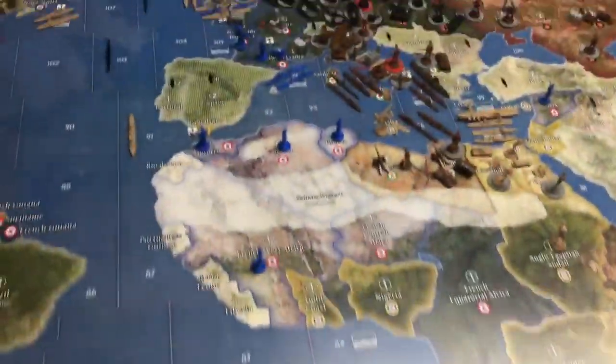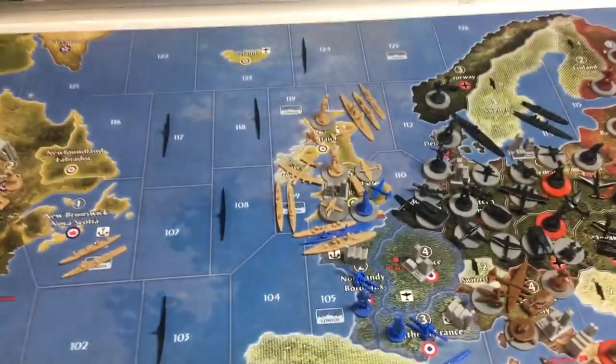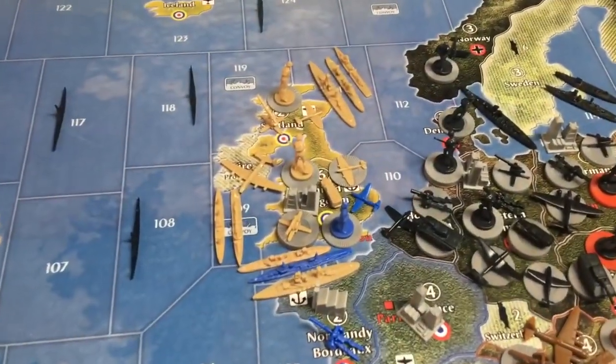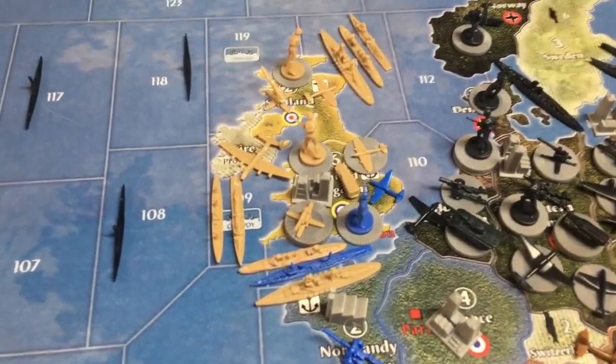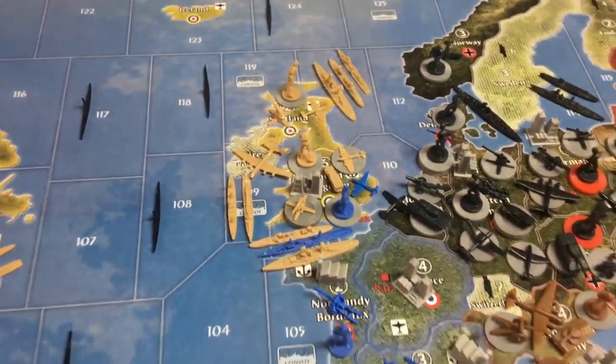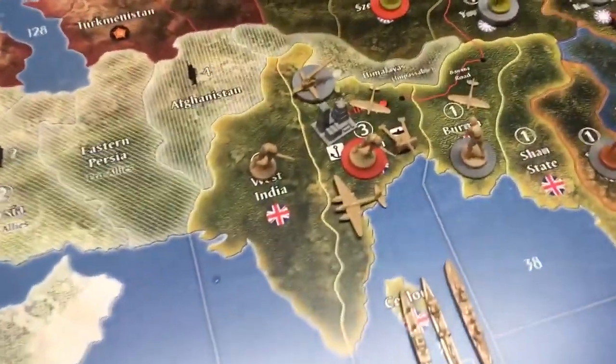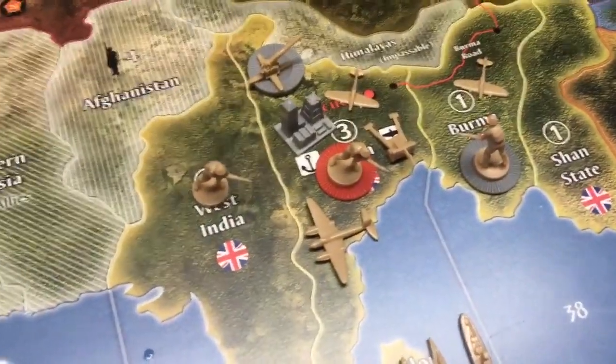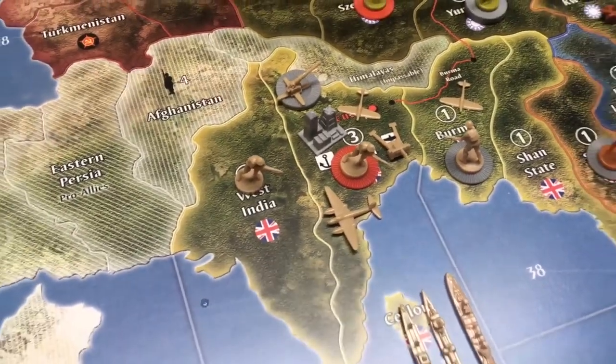Let's take a look. Also, with 2 economies comes 2 capitals. There's London in the United Kingdom, and that is the capital of the United Kingdom Europe economy. And over here we've got Calcutta, and this is the capital of the UK Pacific economy.